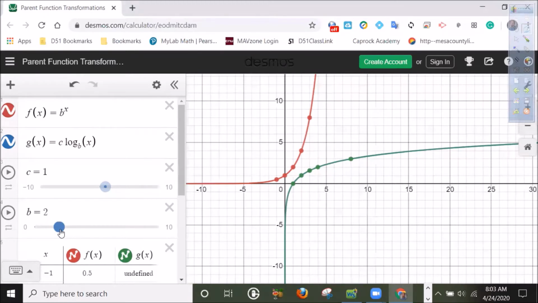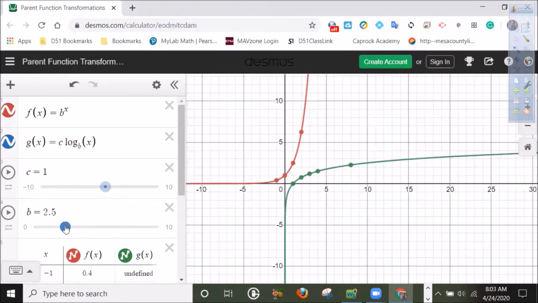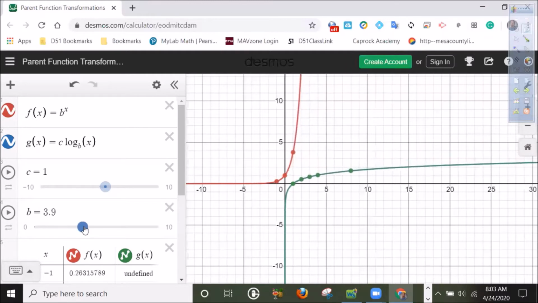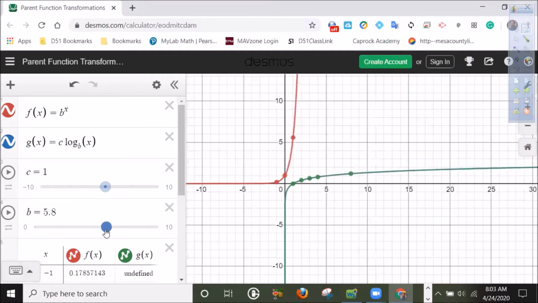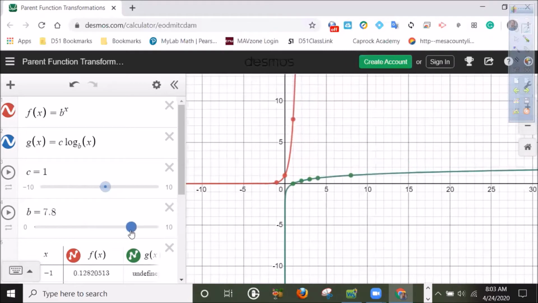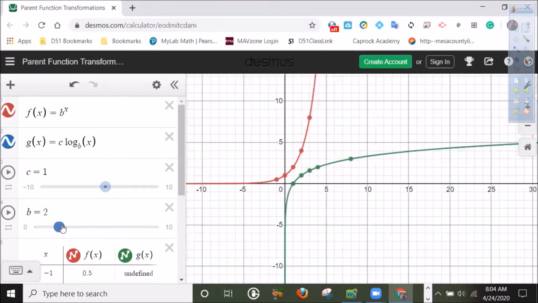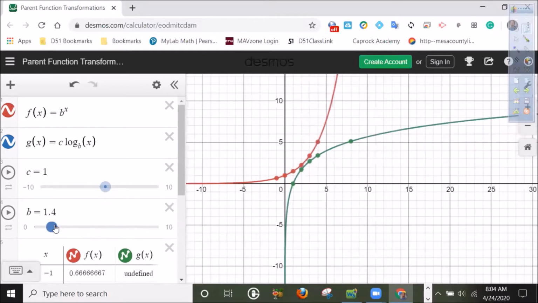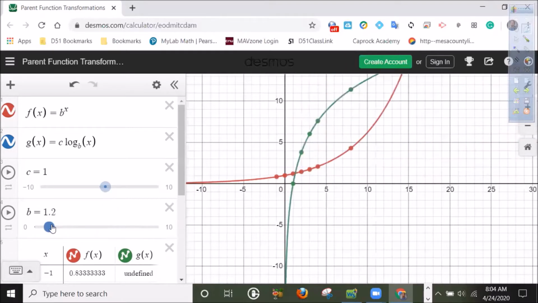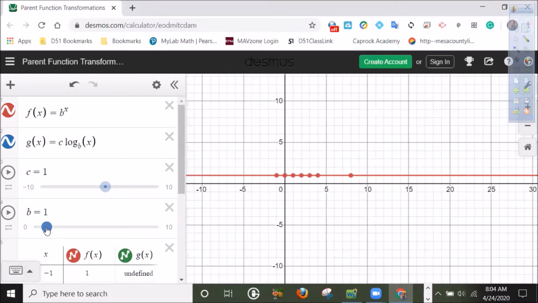First, let's just see what happens if we change that base. As the base increases, notice that the exponential function gets steeper and steeper, but the log function gets less and less steep. As the value of the base approaches 1, the graphs get closer and closer together, eventually crossing. The exponential graph gets less steep and the log graph gets steeper. At b equals 1, we simply have a straight line, which is not an exponential graph, and there is no inverse function for a horizontal line.